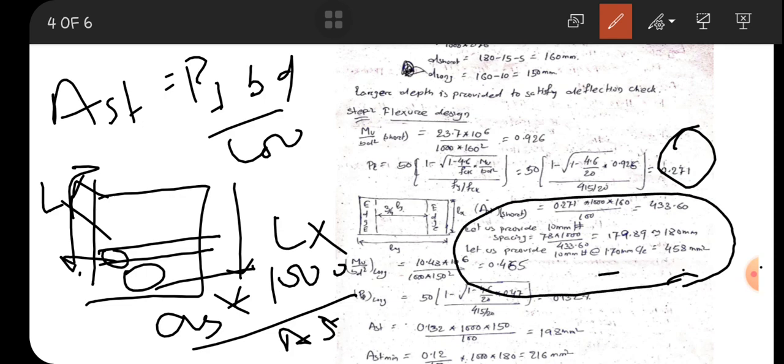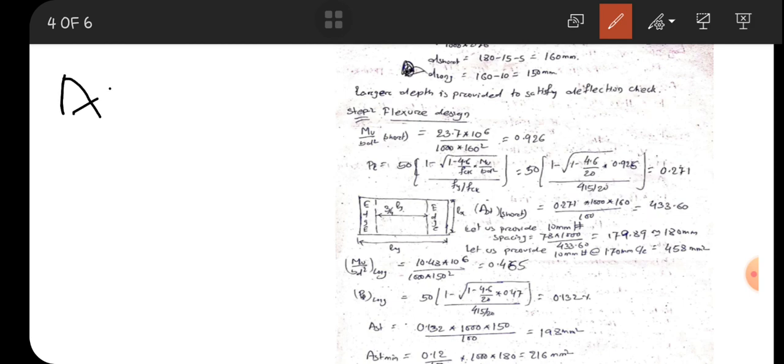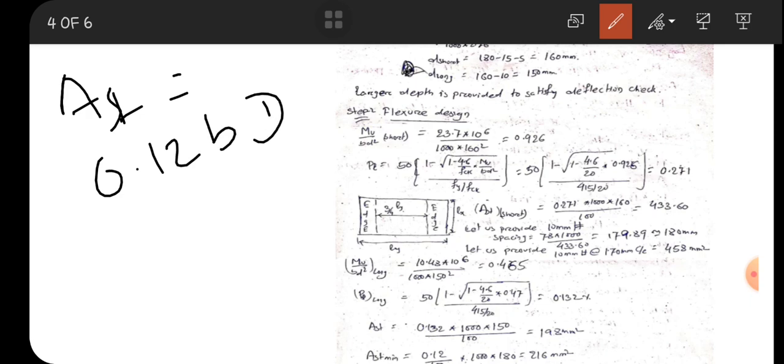Then we will check the minimum steel criteria in short span, that is Ast min is equal to 0.12% of the cross sectional dimension. Then the minimum reinforcement is coming about 216 mm square, and we can provide 50% of bars bent off in the shorter direction.